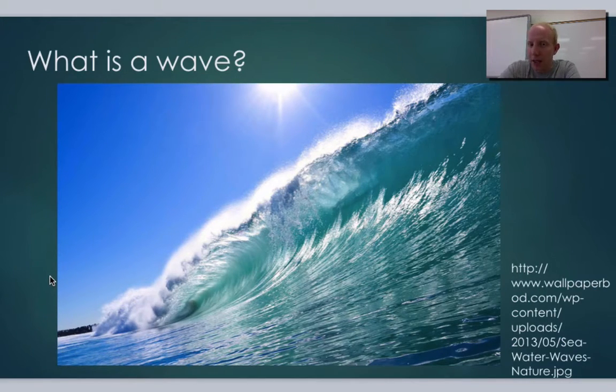Light is a wave. That's how you are able to see. There's versions of light that we use for special things like radio waves and Bluetooth and all these things. So waves are constantly around us. So we probably should know what they are and how we represent them mathematically. So let's just get into what is a wave.